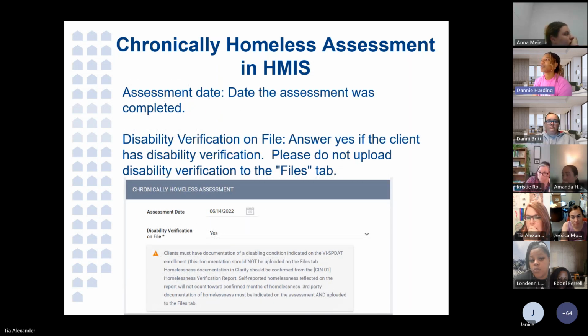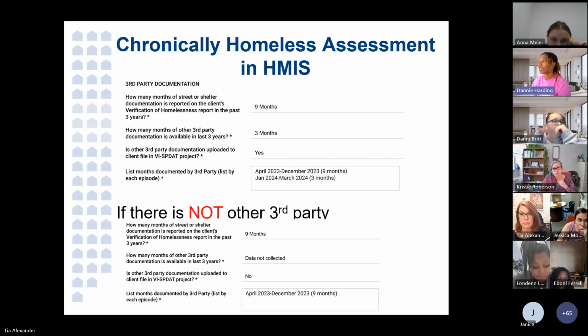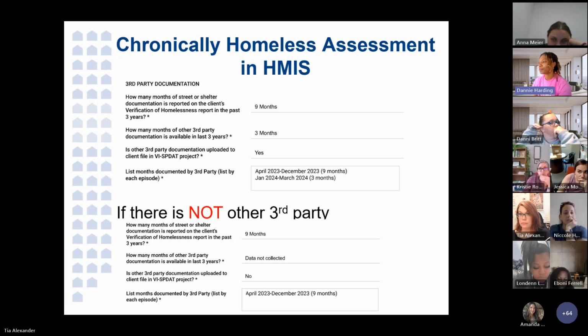Okay. After answering for a disabling condition, now you'll answer questions for third-party documentation and self-certed documentation. For third-party documentation, first, choose how many months are documented in Clarity, found on the verification of homeless report we just looked at. Count the number of months in the documented street and shelter and choose the number from the drop-down. Then, choose how many months of other third-party documentation exists, such as documented from an emergency shelter outside of Hamilton County.